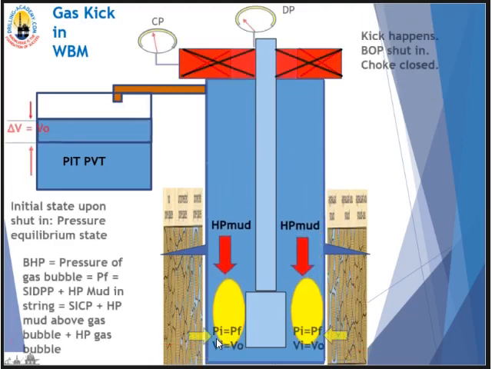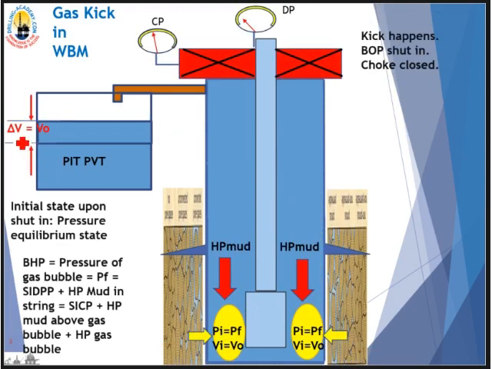Now let's examine the case where we shut the well in. We have zero pit gain at surface, and the volume is the initial volume of the gas bubble at the bottom hole. Bottom hole pressure will equate formation pressure, which is the pressure inside the gas bubble. It will also equate the shut-in drill pipe pressure plus the hydrostatic pressure of the mud in the drill string. And it will also equate the shut-in casing pressure, plus the hydrostatic pressure of the mud in the annulus, plus the hydrostatic pressure of the gas bubble, which is worked out from the gas gradient of 0.1 psi per foot.